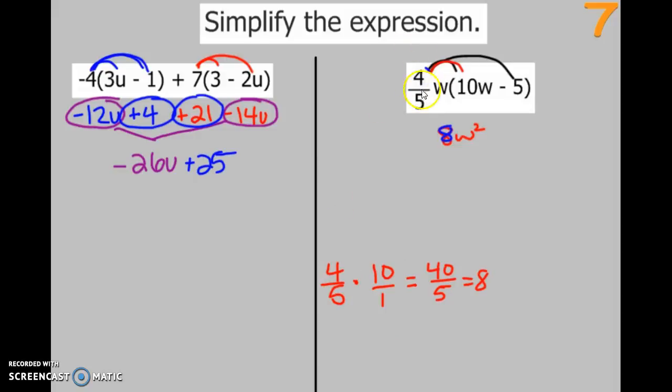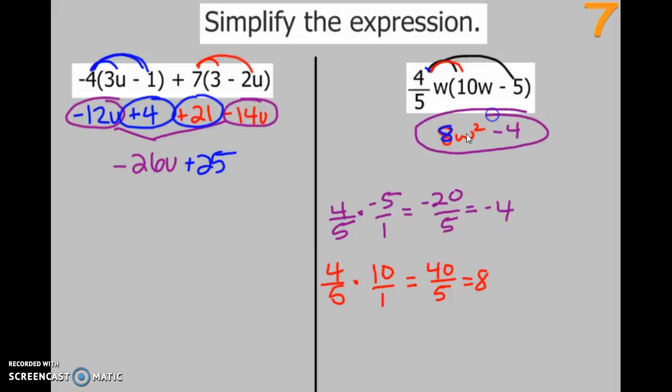Then the second part, we have 4/5 times negative 5. If you want to do this the same way, multiply the top, and you're going to divide by the bottom. 4 times negative 5 is negative 20. This is just 5 still. Negative 20 divided by 5 is negative 4. So that is our answer. However, don't forget that w, negative 4w. There will be a few on your homework where you do have to multiply a fraction by that number.